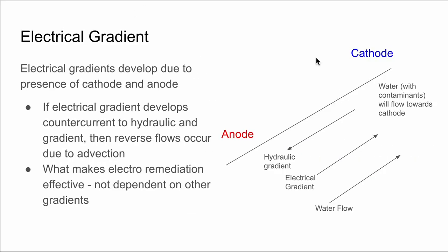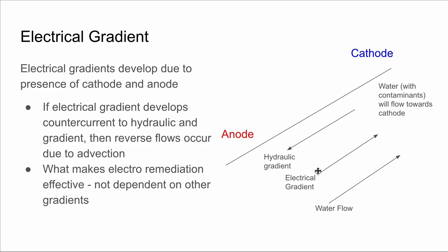The electrical gradient is another influencing factor, and it's actually what makes this process possible. The electrical gradient develops due to the presence of the cathode and the anode. And if the electrical gradient develops countercurrent to the hydraulic gradient, then reverse flows occur due to advection. And that's important because that means you could use this method regardless of the hydraulic gradient.